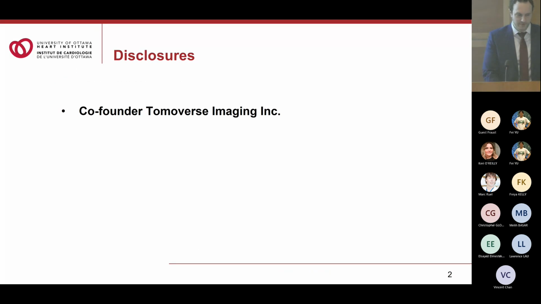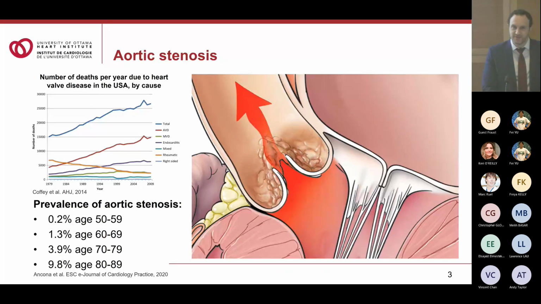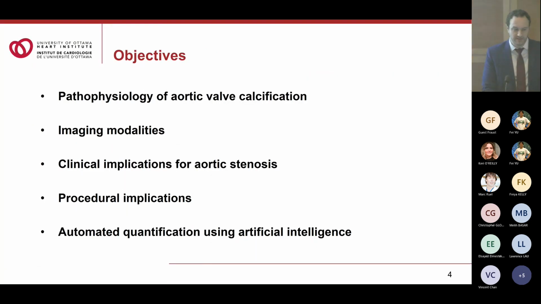Here are my disclosures. It won't come as a surprise to you that aortic stenosis has increased in prevalence with the aging of the population, and that the main pathophysiological process that leads to aortic stenosis is aortic valve calcification. So that'll be the topic of today's presentation. We'll talk about pathophysiology of aortic valve calcification and imaging modalities that are used in this context. We'll talk about clinical implications in aortic stenosis, as well as procedural implications. And then we'll talk about some of the work that we've been involved in at the Heart Institute with automated quantification using AI methods.